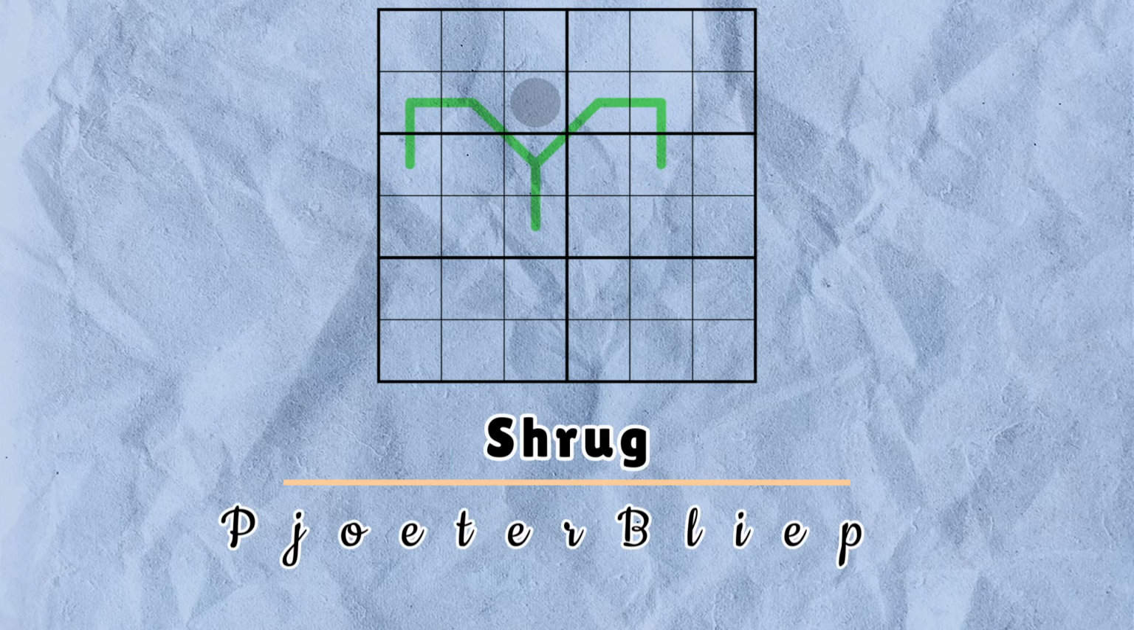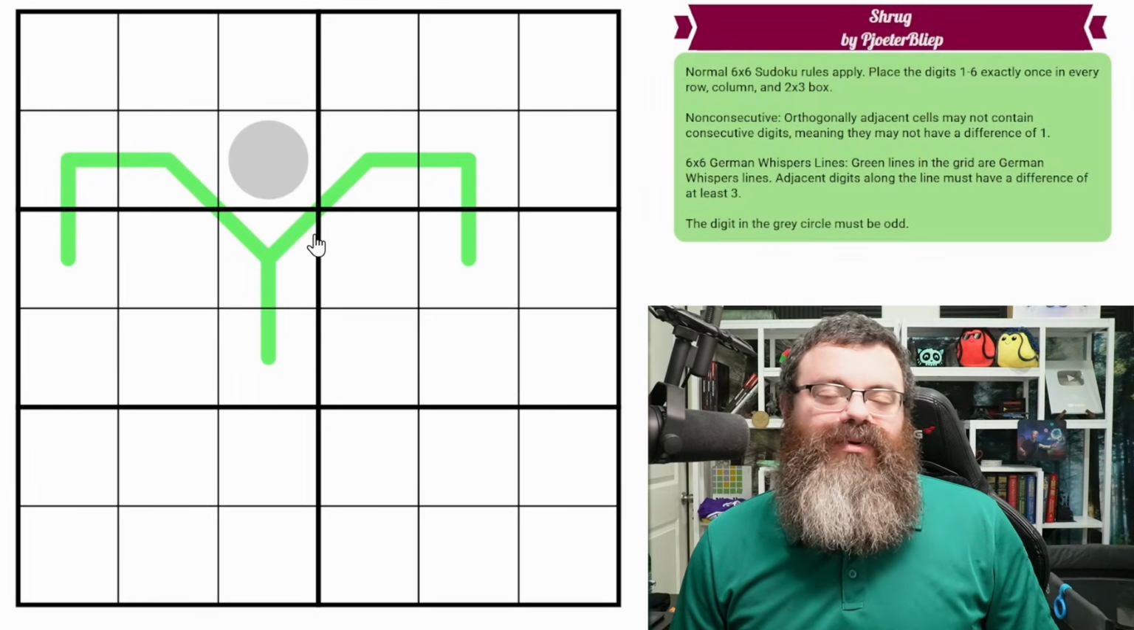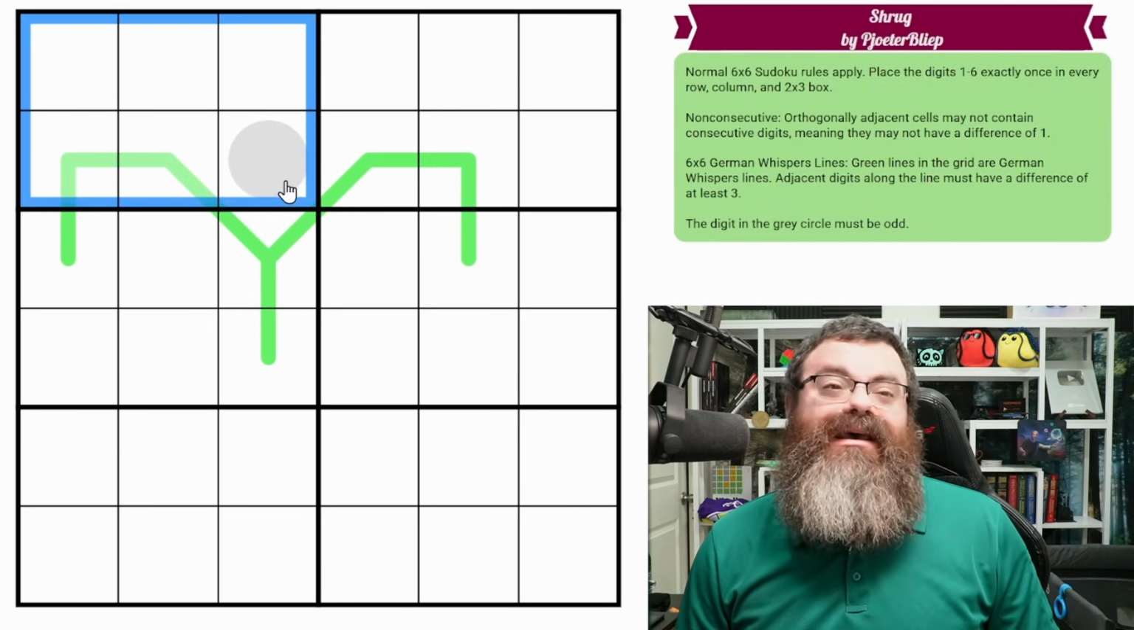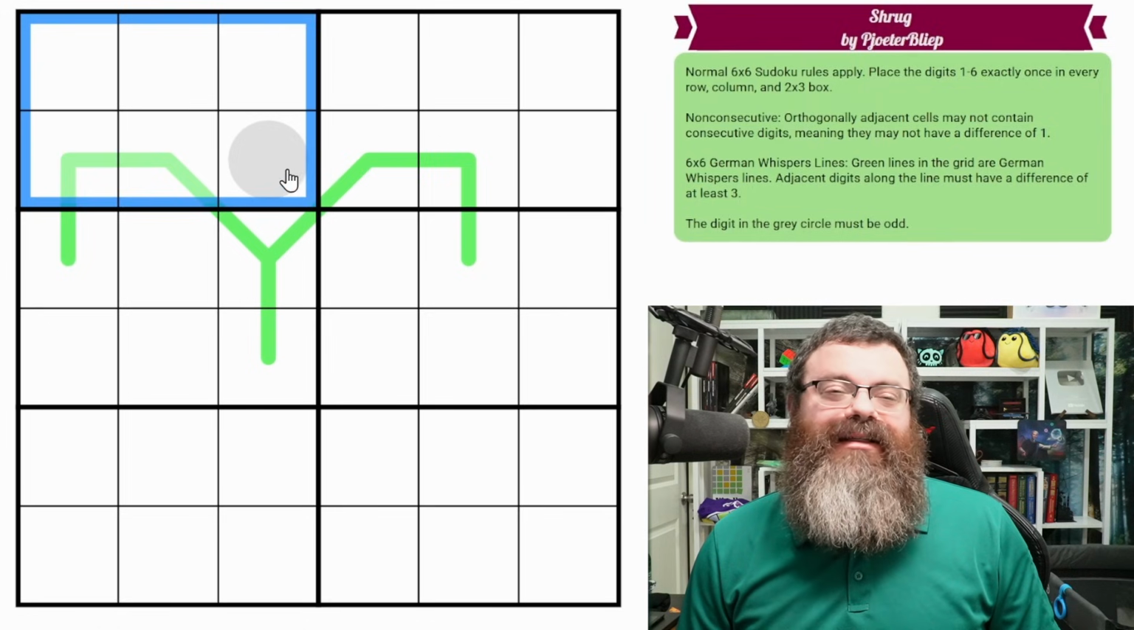Hello, let's continue our Sudoku adventure with Shrug by PjoeterBliep. So we have normal 6x6 Sudoku rules, meaning in each row, each column, and each 2x3 box, we are placing the digits 1 to 6 exactly once each.